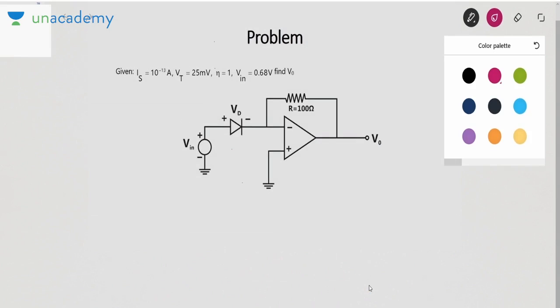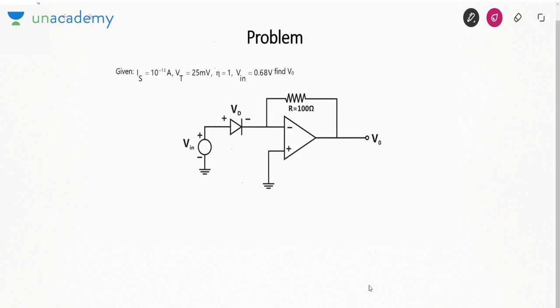Next question. IS, that is the reverse saturation current, is 10 to the power minus 13 ampere, VT is 25 millivolt, eta equal to 1, Vin is 0.68 volt. We need to find the value of V0.